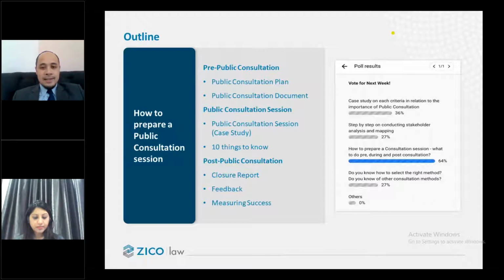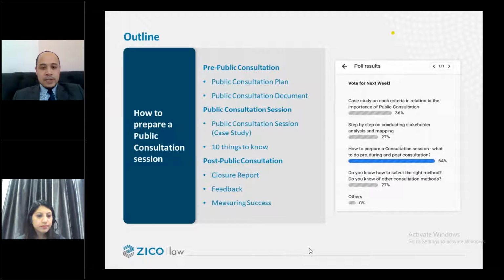Okay, on the left is the outline that we will talk about for today. As promised, we have the topic of pre-public consultation, which is essentially the public consultation plan and the public consultation document. Then we have the public consultation session, where we'll go into a public consultation case study. Then I'll highlight 10 things that I think you should know. I don't think that list is exhaustive. Of course, there are more than that, but these are just things that you should think about.